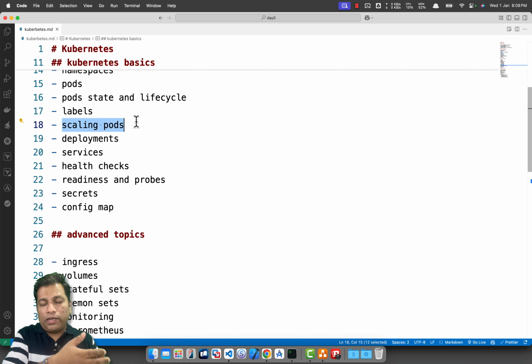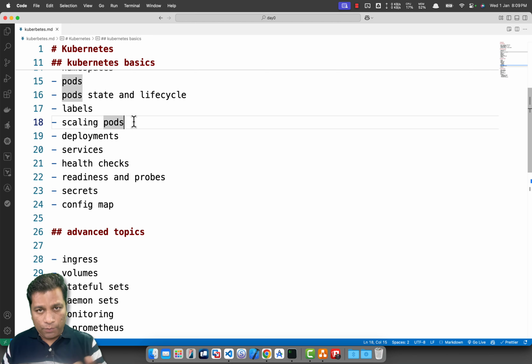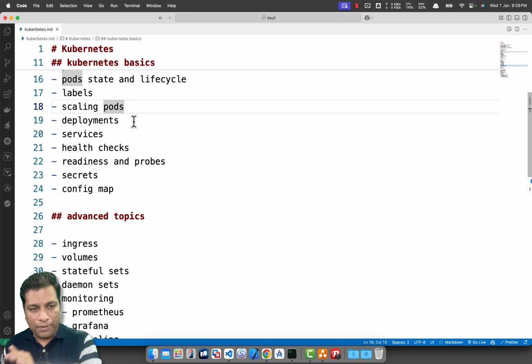Scaling means you are either increasing the number of pods or reducing them, based on whether you need to handle more load, or if the extra load is not needed anymore, you can go for reducing the number of pods. Then we'll understand the deployments. Deployments give you the advantage of updating the application or rolling back the application if something goes bad, in one single command.